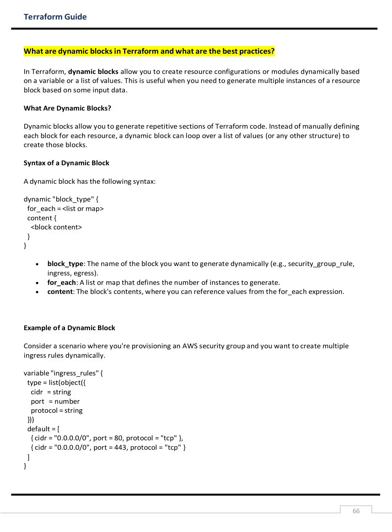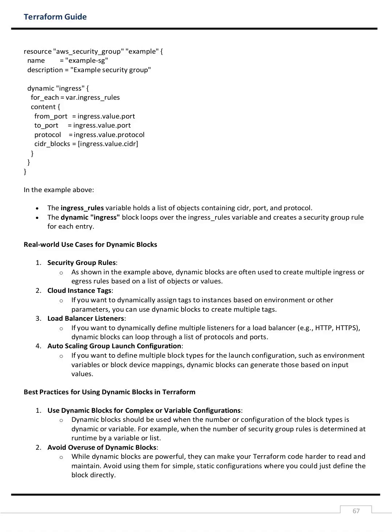Example of a dynamic block. Consider a scenario where you're provisioning an AWS security group and you want to create multiple ingress rules dynamically. Variable ingress_rules, default, and resource aws_security_group example. In the example above, the ingress_rules variable holds a list of objects containing CIDR, port, and protocol. The dynamic ingress block loops over the ingress_rules variable and creates a security group rule for each entry.